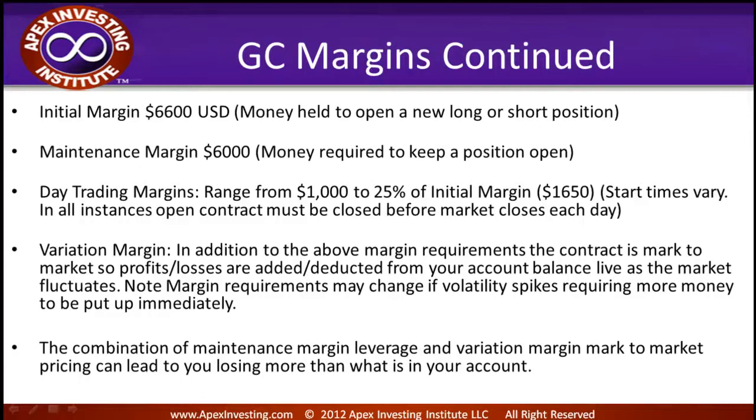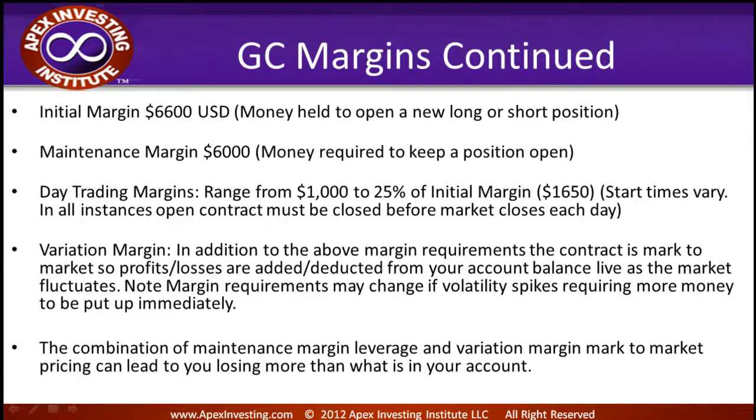Another really important thing to know about is called variation margin. And that's in addition to the above margin requirements, the contract is constantly marked to market. So profits are added into your account, and losses are immediately deducted from your account balance, and it's done live as the market fluctuates. And margin requirements may even change. The CME may say, hey, you have to put up more money instantly if the market spikes, like on a flash crash day or something like that, requiring more money to be put up immediately.